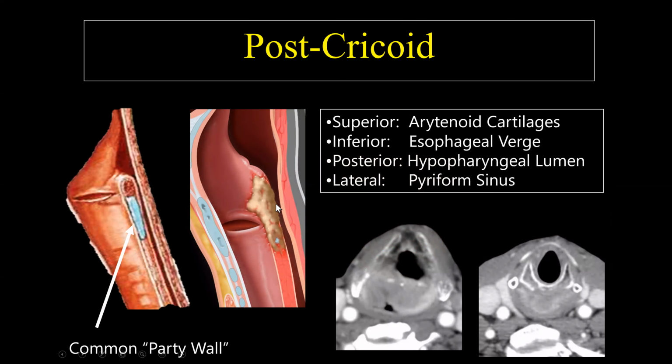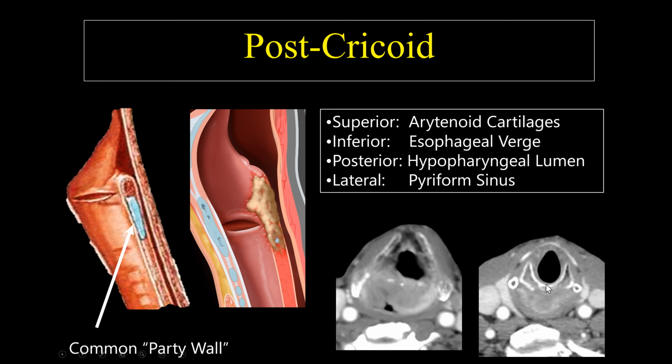The third subsite, as I mentioned before, is the post-cricoid region. Like I said, I consider this like anti-gravity. The arrow right now is pointing at the posterior pharyngeal wall, and notice how this post-cricoid carcinoma is arising from this common wall between the pharynx and the larynx. So in a way, it's non-dependent. Typically it's not falling on the posterior pharyngeal wall. Rather, it's tacked to this common party wall.